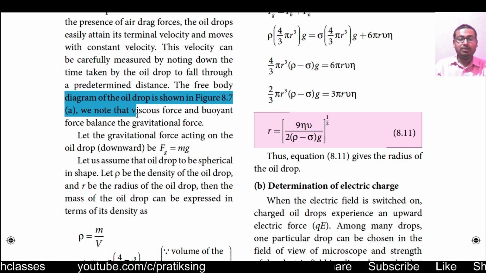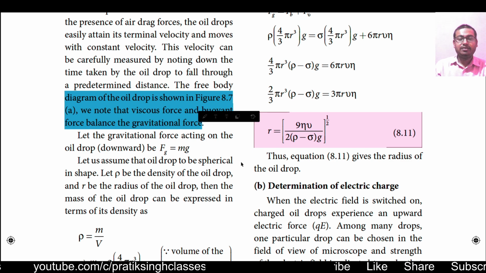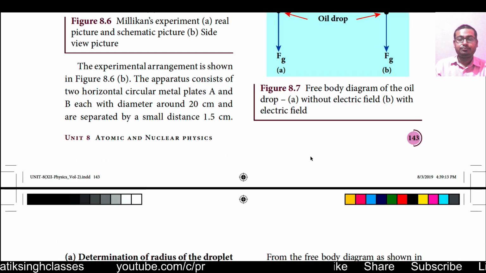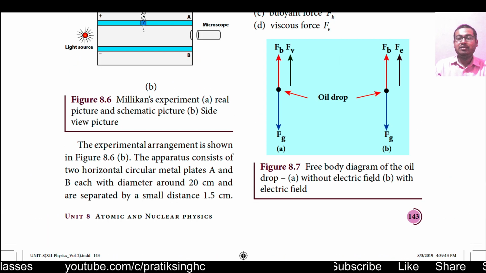We know that the viscous force and buoyant force balance the gravitational force. That means if the IL drop is falling downward with constant velocity, then Fg will be equal to Fb plus Fv. In case when the electric field was absent and when the electric field was applied, then we will have Fg is equal to Fb plus Fe.